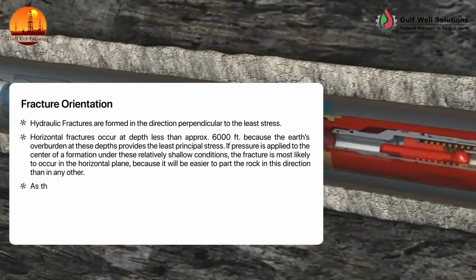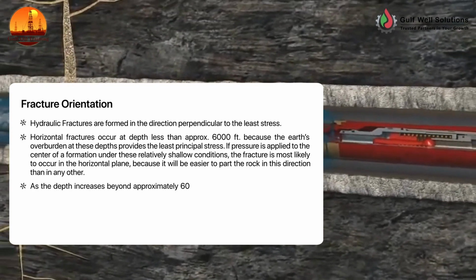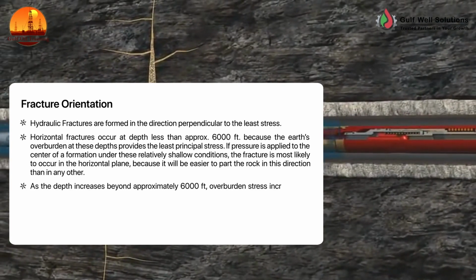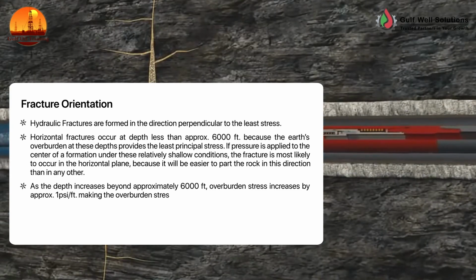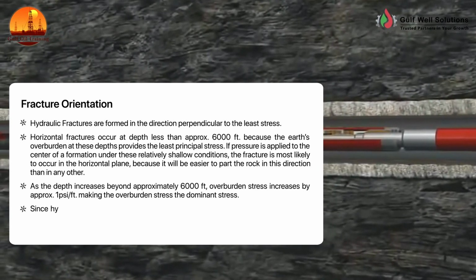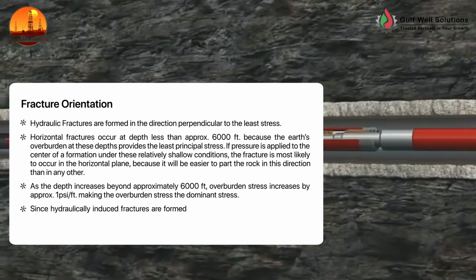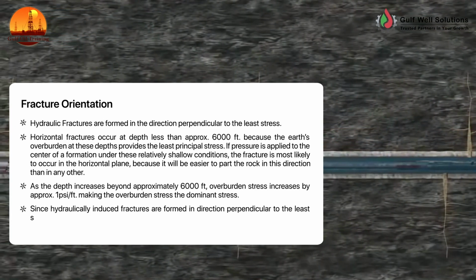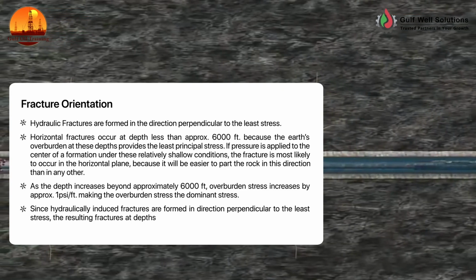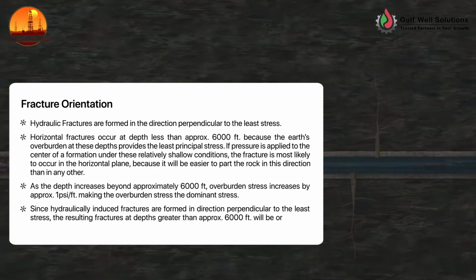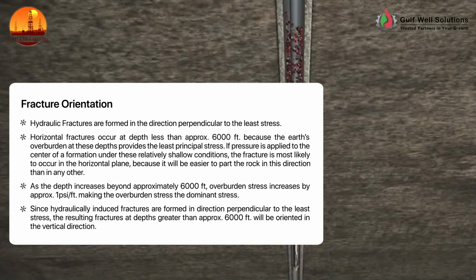than in any other. As the depth increases beyond approximately 6,000 feet, overburden stress increases by approximately 1 pound per square inch per foot, making the overburden stress the dominant stress. Since hydraulically induced fractures are formed in the direction perpendicular to the least stress, the resulting fractures at depths greater than approximately 6,000 feet will be oriented in the vertical direction.